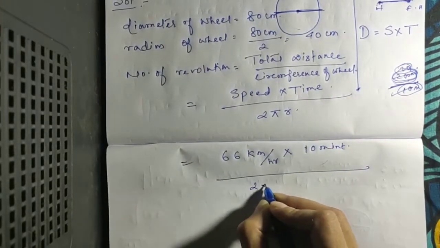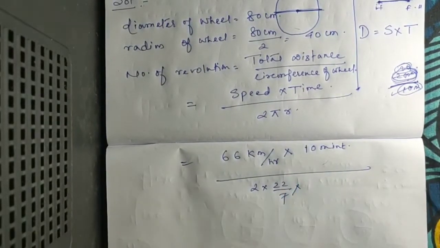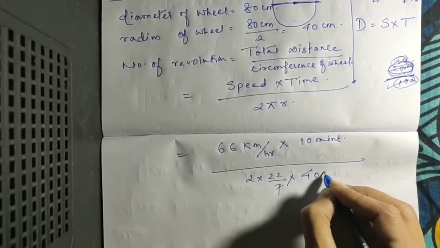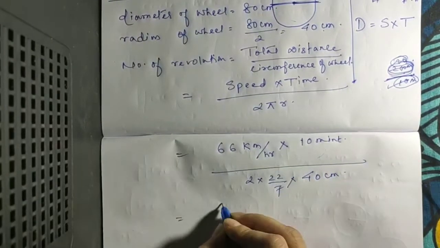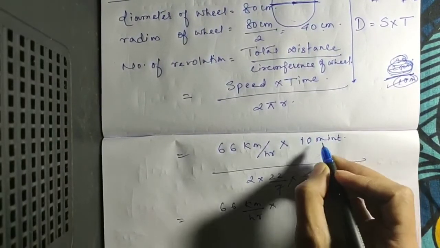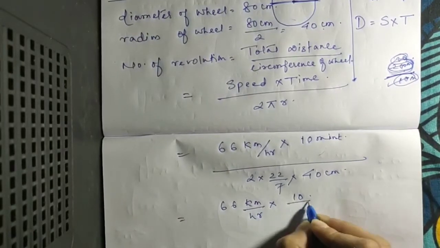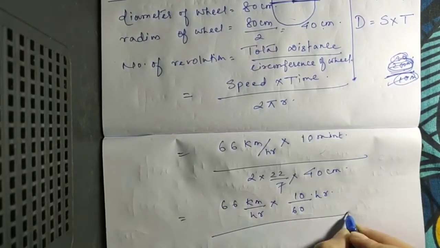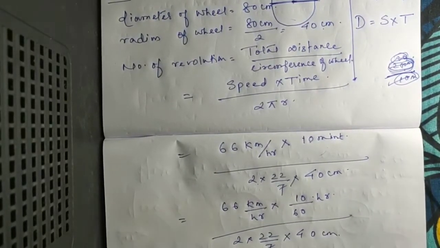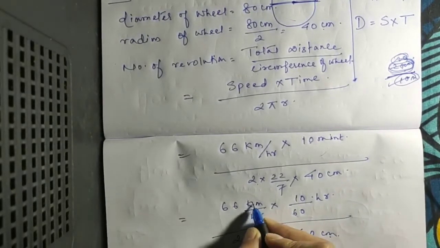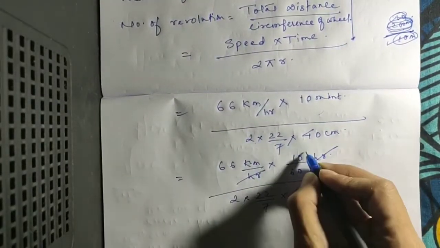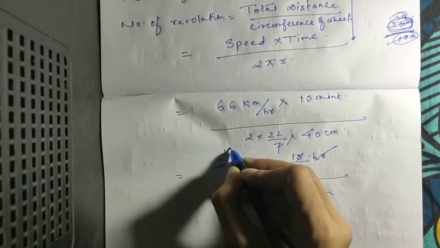Divided by 2 pi, it is 22 by 7, and the radius of the wheel is 40 centimeter. Now see here, 66 km per hour into 10 minutes is given. We have to convert this minute into hour. So 10 divided by 60 becomes hour, by 2 into 22 by 7 into 40 centimeter. Since this is centimeter, we have to convert this kilometer also into centimeter. In the next step, you see hour cancels, 0 0 cancel, 6 11s are 66.